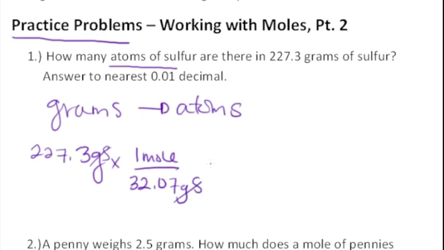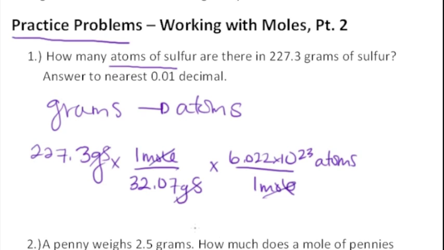And then now we need to get rid of moles. That is where you can use Avogadro's number. If you multiply by that, 6.022 times 10 to the 23 atoms over 1 mole. Moles cancel. And that gives you 4.27 times 10 to the 24 atoms of sulfur.